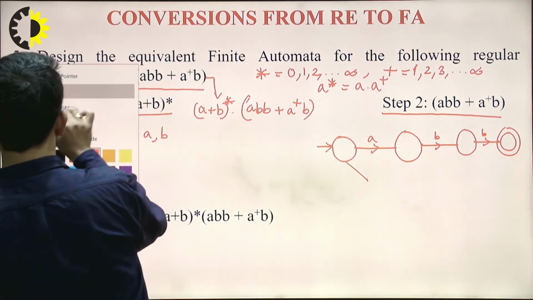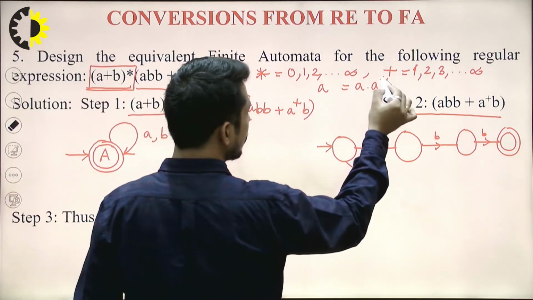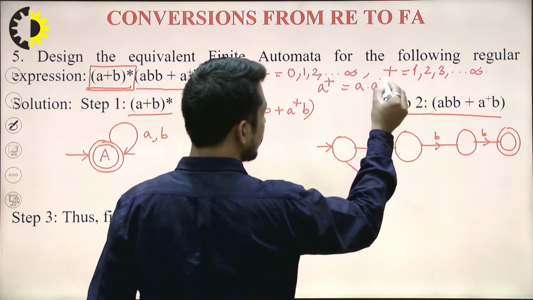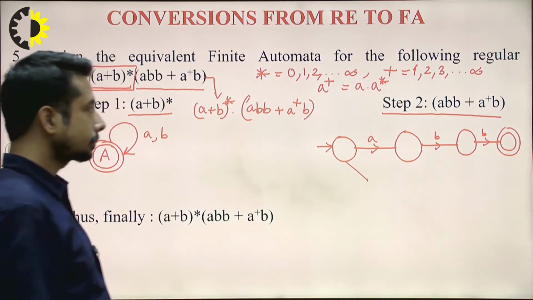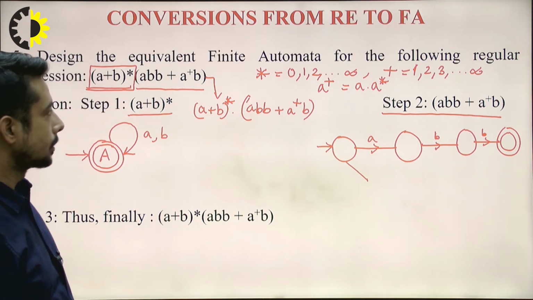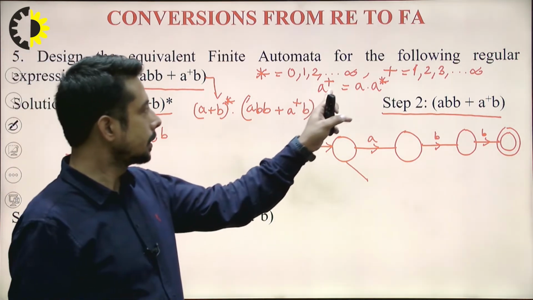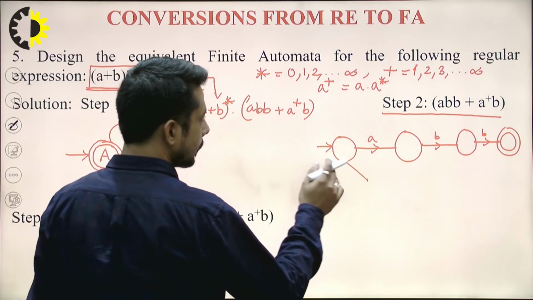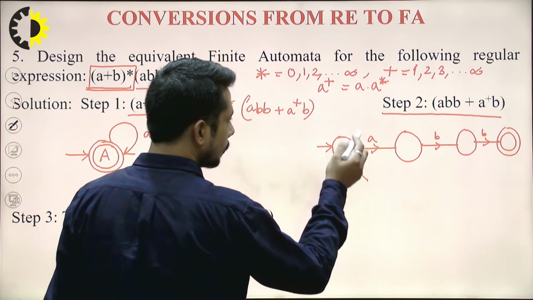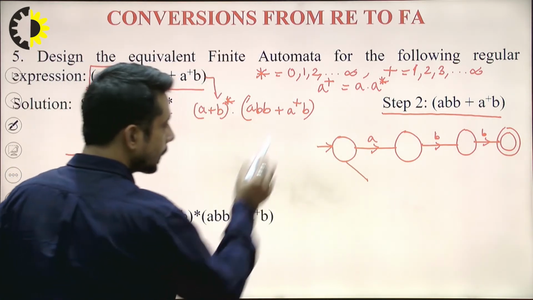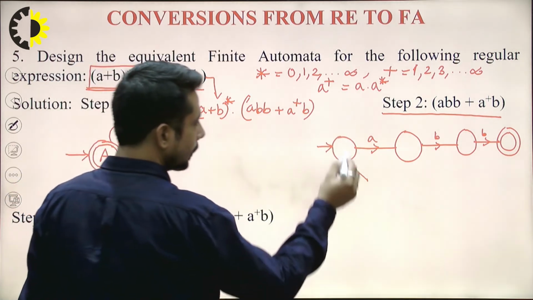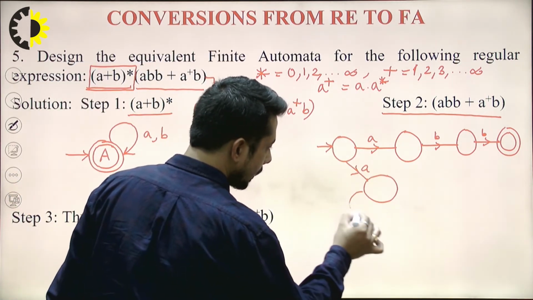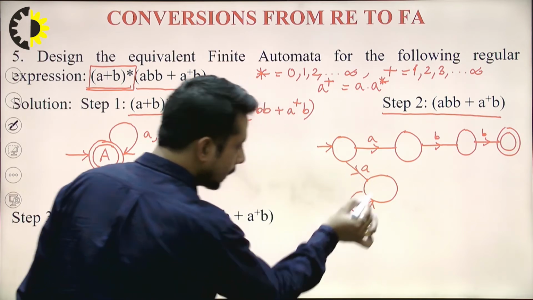Here it will be what? It will be a to the power plus equals a dot a to the power Kleene closure. Okay, so a to the power plus means a dot a Kleene closure. Now if we look into this particular scenario, overall, a to the power plus means what? A dot a Kleene closure, right? So I have to draw a. I have to take one more state, and here I have to draw for a dot a Kleene closure.